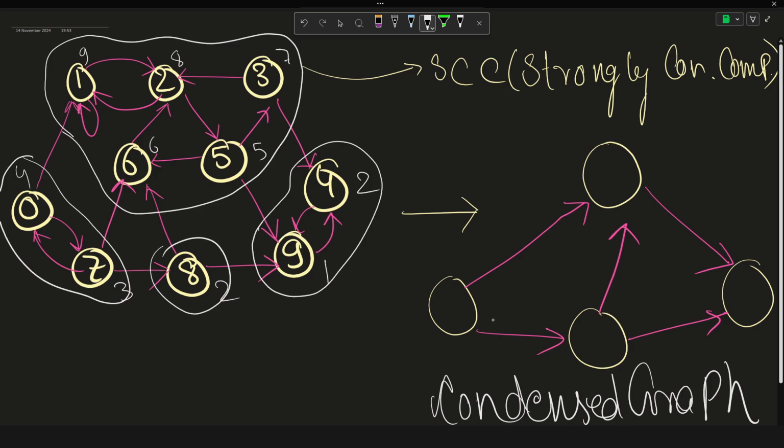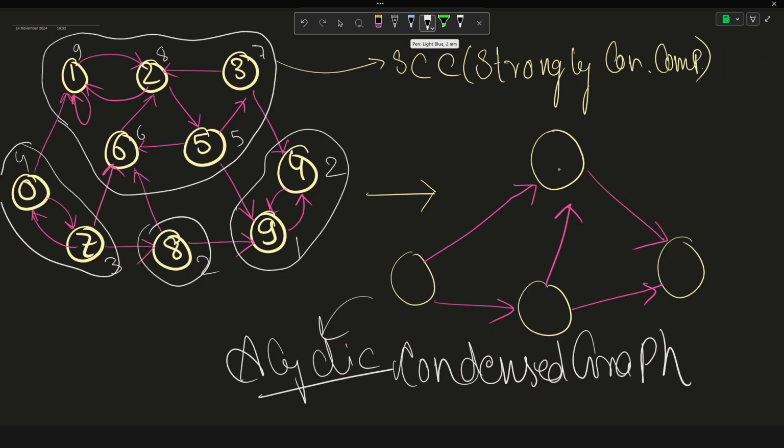And if you notice one more thing, then you will realize that this condensed graph will always be acyclic in nature. Okay, and what will be the value of these nodes? For now I am giving it regular indexing, that is 0, 1, 2, 3.